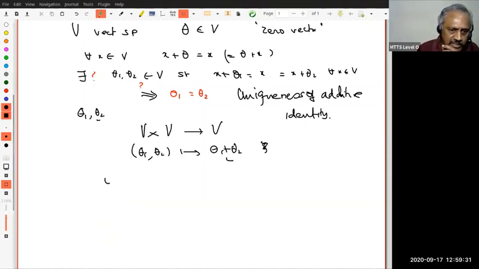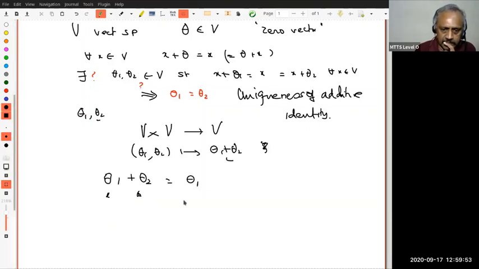Now let's look at theta 1 plus theta 2. Notice that you said x plus theta is equal to x, so x plus theta 1 equals x, and also x plus theta 2 equals x. Therefore, consider this theta 1 as the x and this as theta 2. Therefore, what should it be? This must be equal to theta 1, because it must be x.